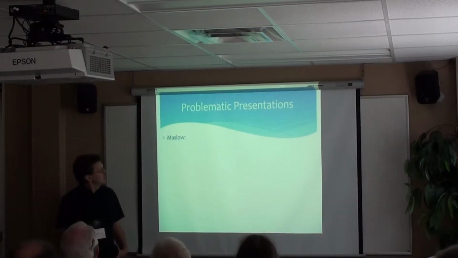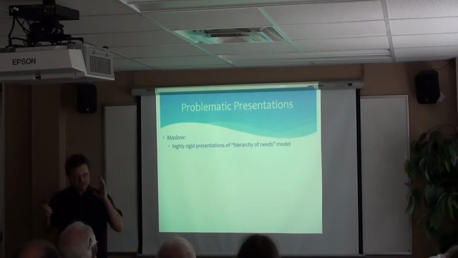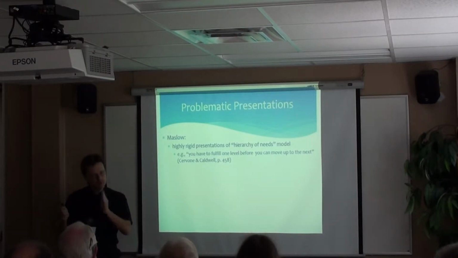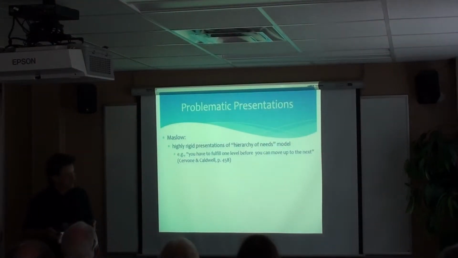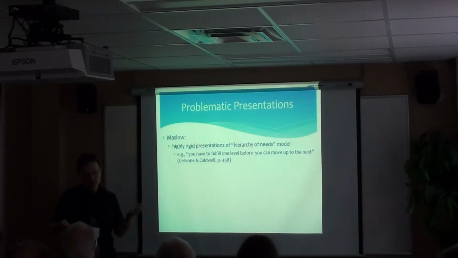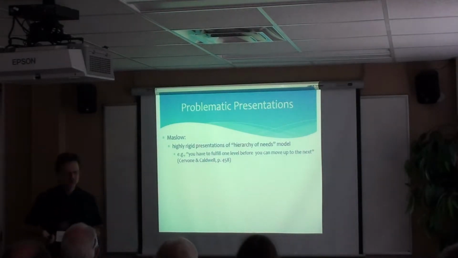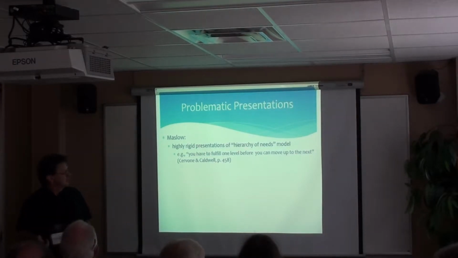So for Maslow, while the hierarchy of needs gets universal coverage, the coverage is extremely rigid. In fact, almost every textbook has some version of this quote: you have to fulfill one level before you can move to the next, as if there's absolutely no nuance at all. I call this the video game version of Maslow to my students, right? You can't get to the second level until you beat the first level, right? So I have to explain that before I can go any further.